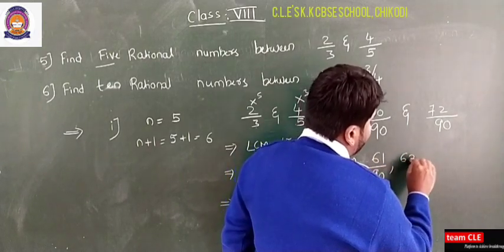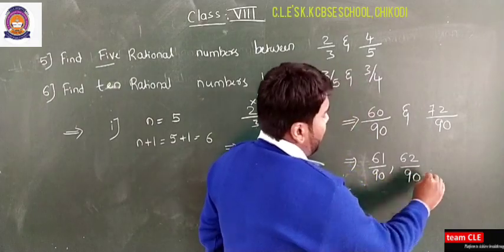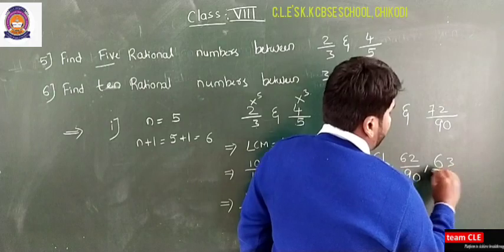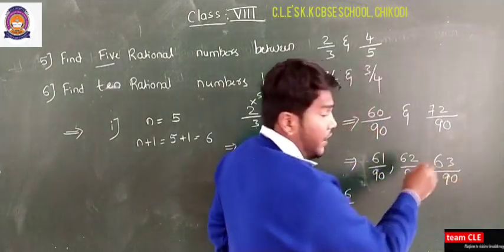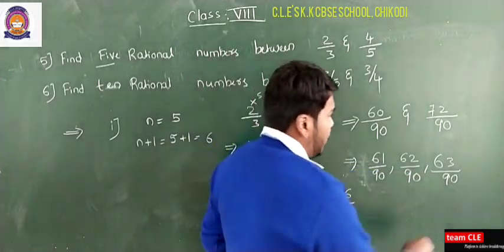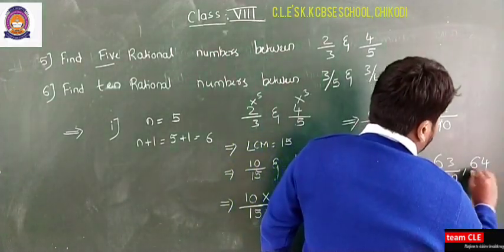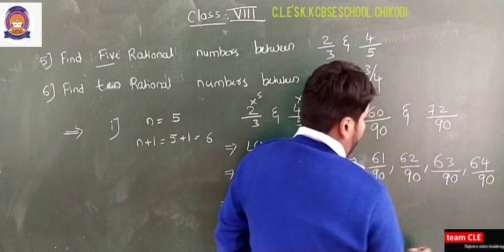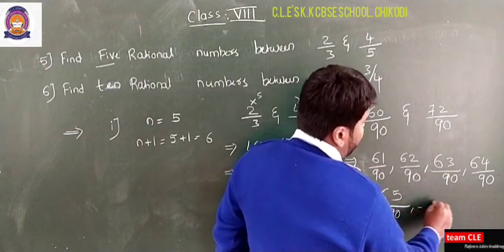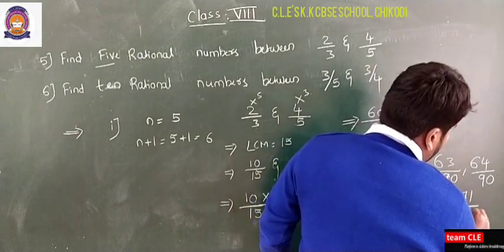Next I write 62 by 90. I write 61 by 90, 62 by 90, 63 by 90. Then you are having 64 by 90 and 65 by 90, and so on up to 71 by 90.